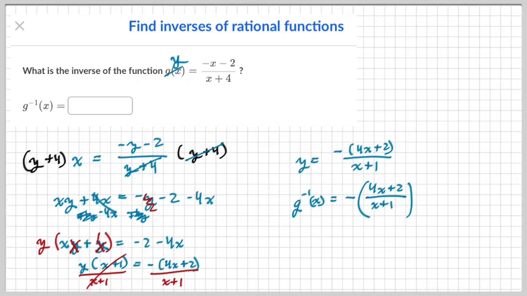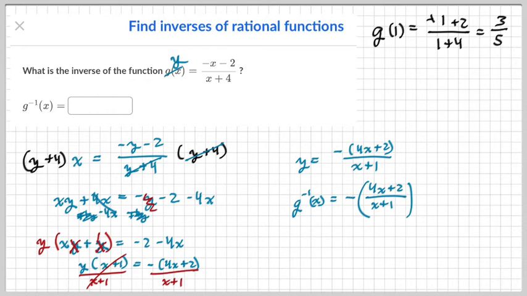Okay, so this is what the inverse means. Let's plug in 1, because 1's easy. If I plug 1 into this function right here, it would be negative 1 minus 2 on top, and then 1 plus 4. What would I get? See, this would be like that, and this would be a 3, and this would be a 5.